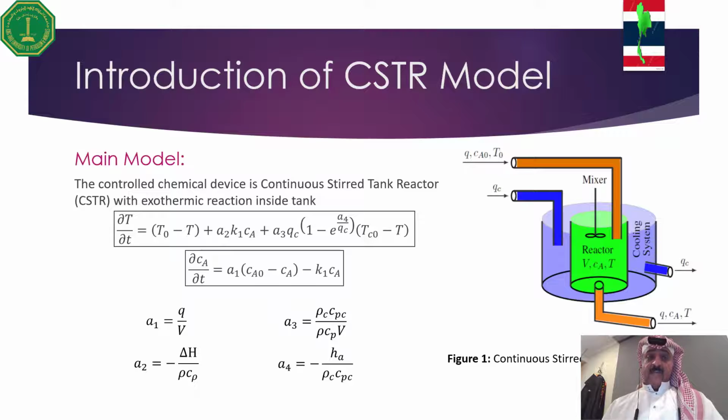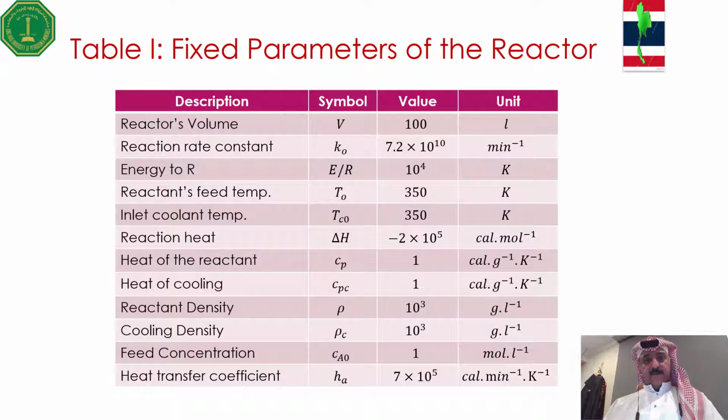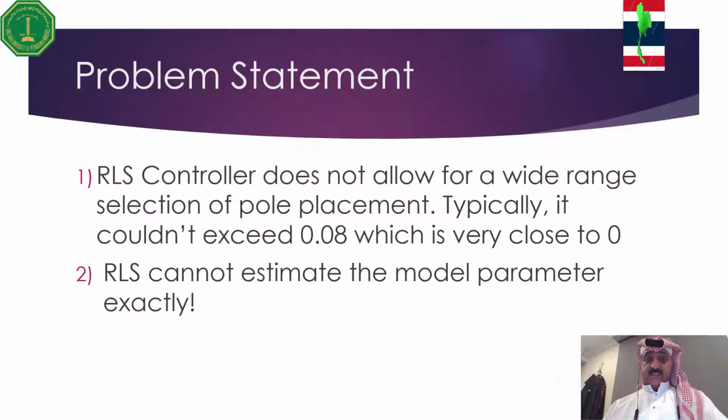This system is represented by two differential equations. The first one is for temperature. The other differential equation is for concentration. This model is a continuous stirred tank reactor, CSTR for short. Here are some parameters: V is the reactor volume, 100 liters. We have the temperature of the reactants, T naught, and for the cooling, TC naught.